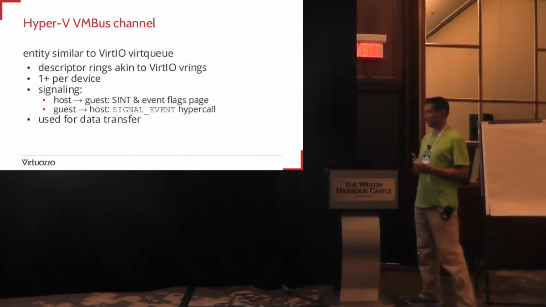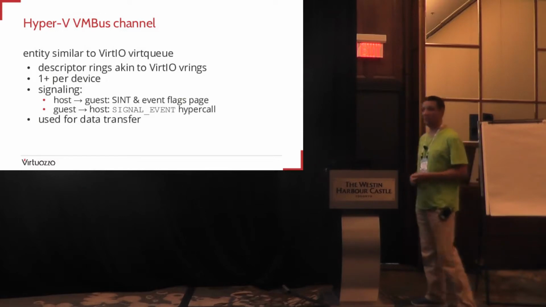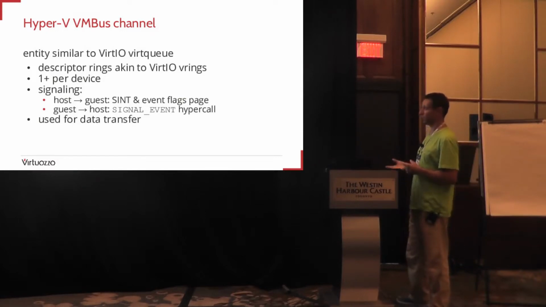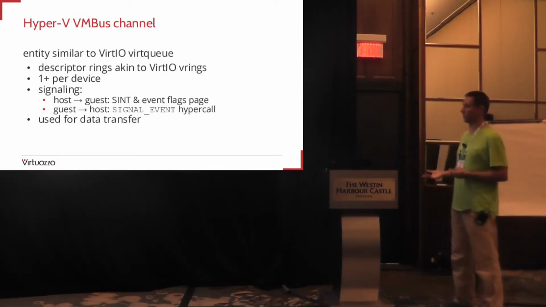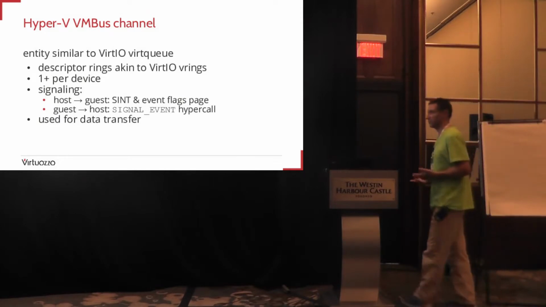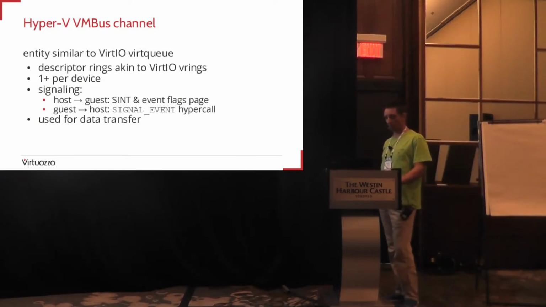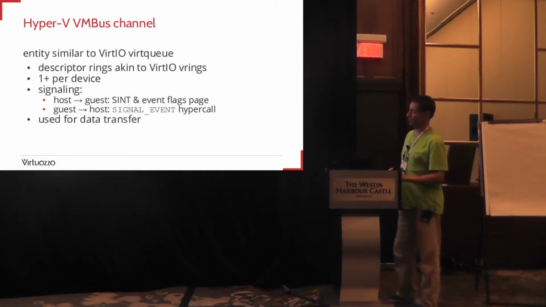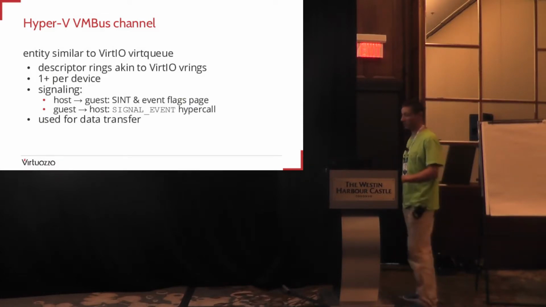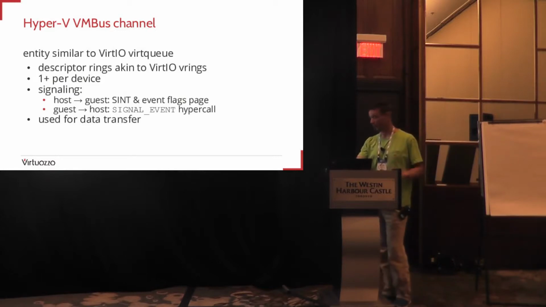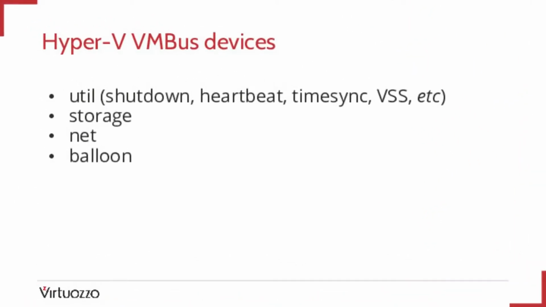The signaling here is done via event flags. So host to guest is through the event flags page and a synthetic interrupt, and guest to host through the signal event hypercall. The main usage of VMBus is the data transfer for VMBus devices, like what we use VirtIO for. So what are we doing with all this?